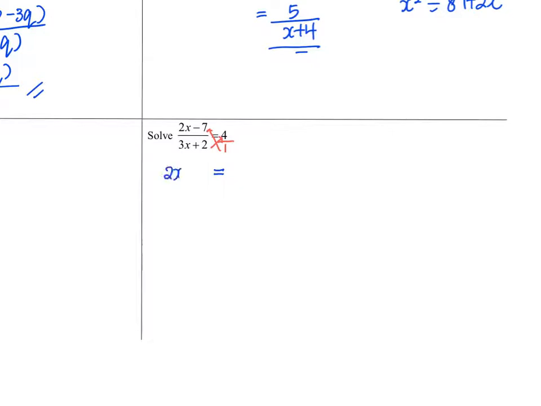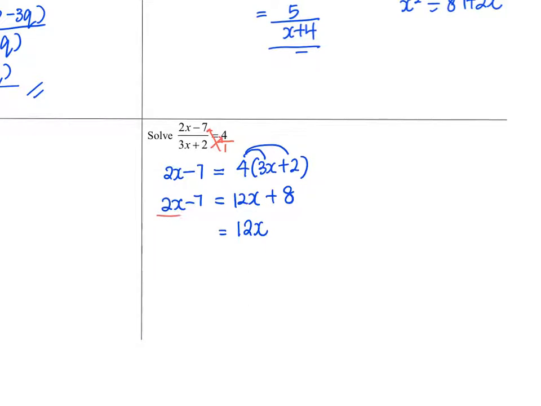This is 2x minus 1, and 3x plus 2 goes over to the right-hand side. So it's 4 times 3x plus 2. Let us simplify this. So 2x minus 7, 4 times 3, 12x, 4 times 2, 8. We shall rearrange and put all the x together. In this case, 12x is bigger.